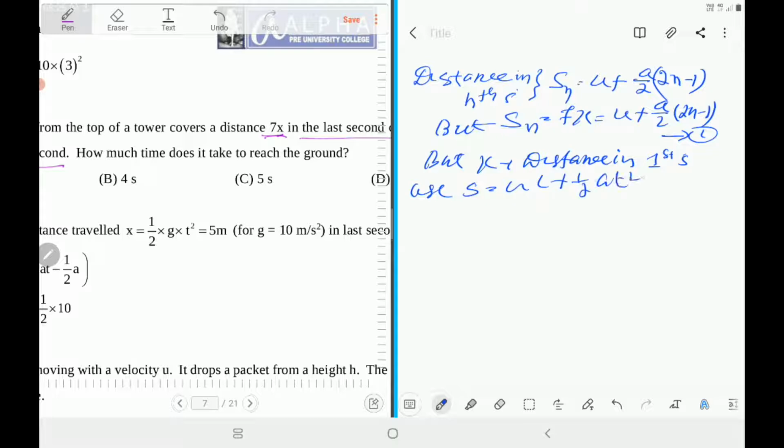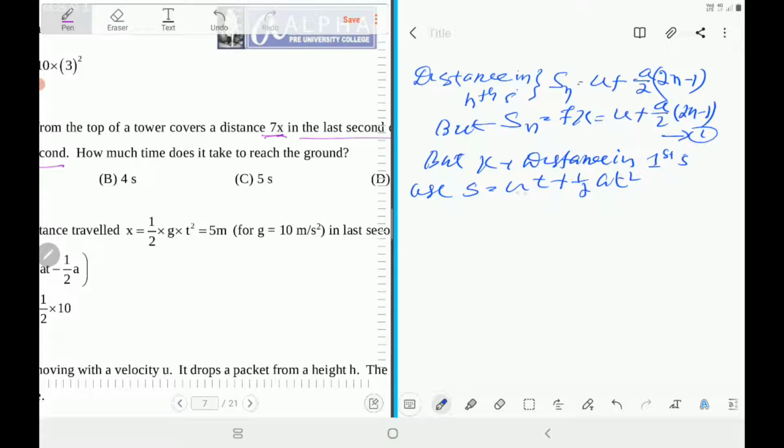You may question or think: when it says first second, we should again use Sn equals u plus a/2 times (2n minus 1). But first second is 1 second, both are the same. First second is also a 1 second interval. That's why you need not bother about that. So use this relation in both the cases.